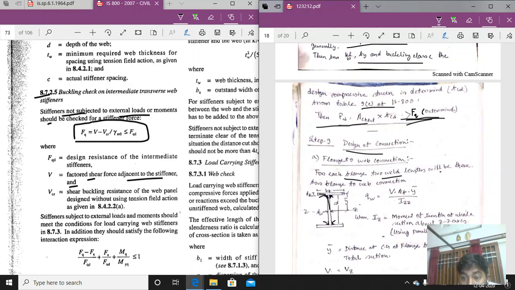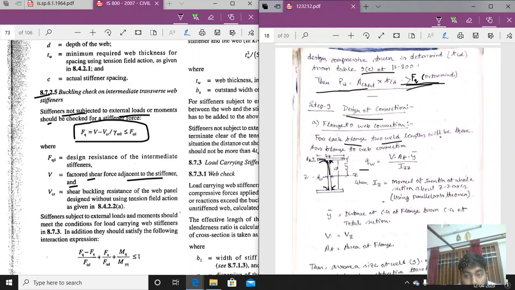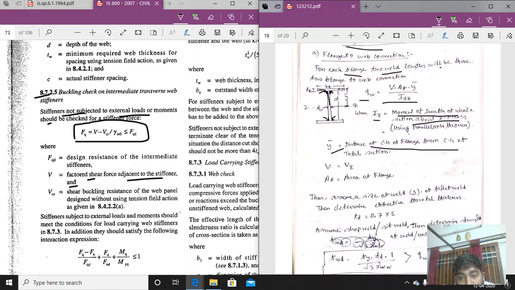So for Qw, that is the value of the web shear force, that is V into F into Y bar by Izz. Izz is the moment of inertia of the whole section about the ZZ axis with the parallel axis theorem. So we have to determine the moment of inertia for the whole axis here. Y dash is the distance of the CG of the flange from the CG of the total section. So this is the value of the Y bar, distance of the CG of the section from the CG of the whole section. V is equal to Vz we have calculated, and F is equal to area of the flange.